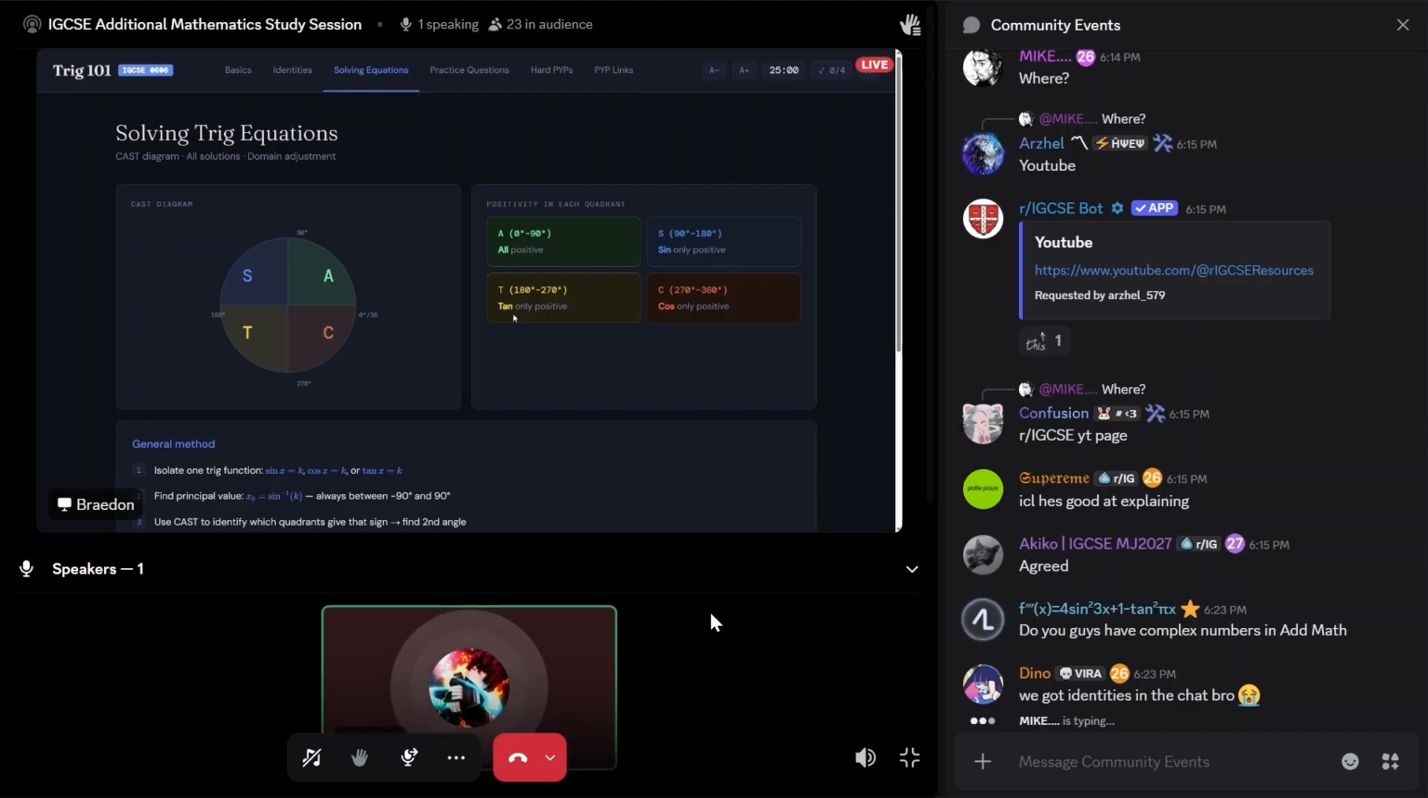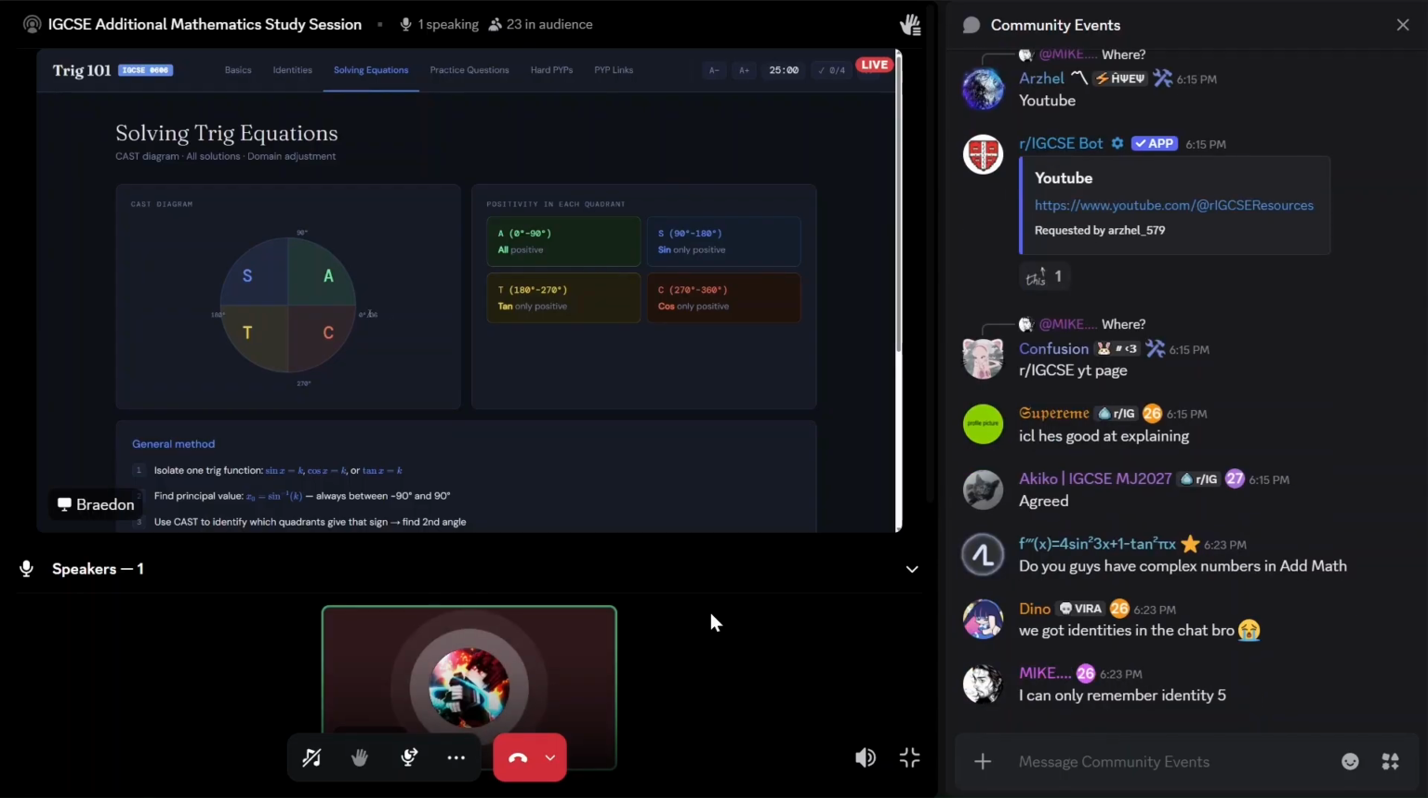I memorize it as 0 being the right side, like north, south, east, west. North is at the top, south is at the bottom, and east is on the right, west on the left. You just have to memorize that it always starts at the east.